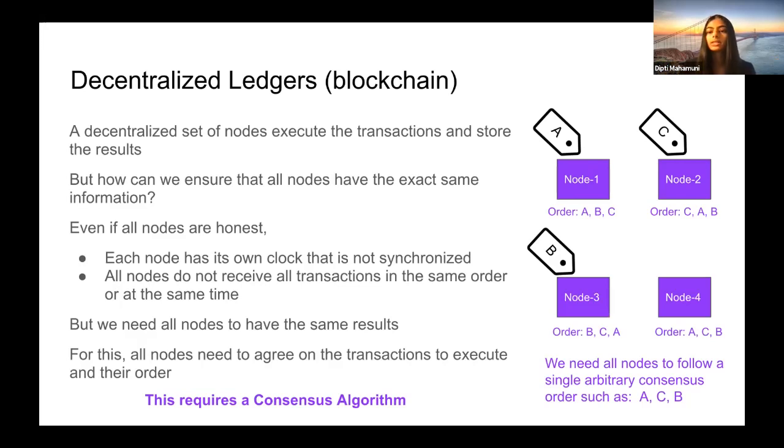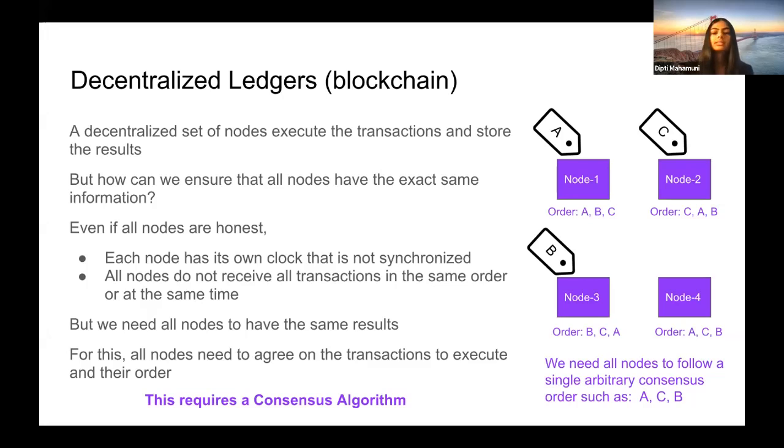So if you take a look at the picture on the right, you see that there are 4 nodes and there's 3 transactions. So in the picture, node 1 has received the transactions in the order A, B, C. Node 2 has received the transactions in the order C, A, B. Node 3 has received the transactions in the order B, C, A, and node 4 received transactions in the order A, C, and B. Now, all 4 of these nodes need to agree on which transaction to process and in which order they need to be processed.